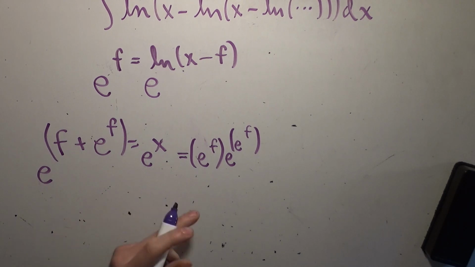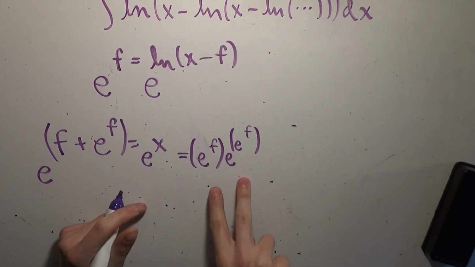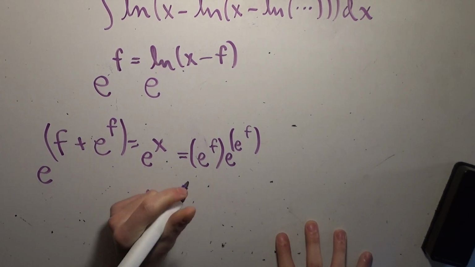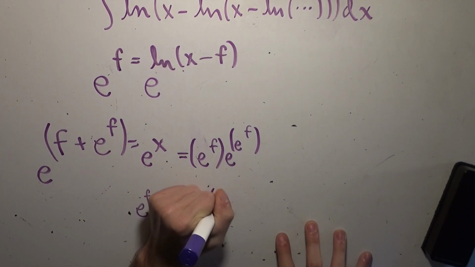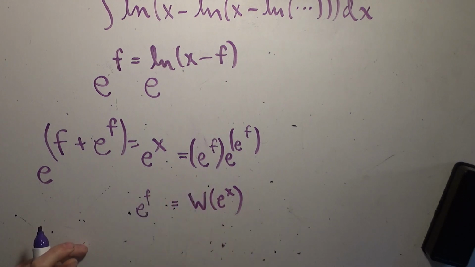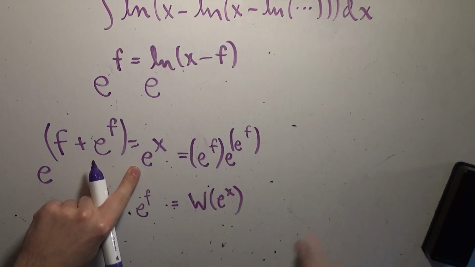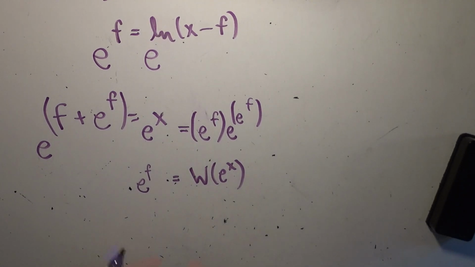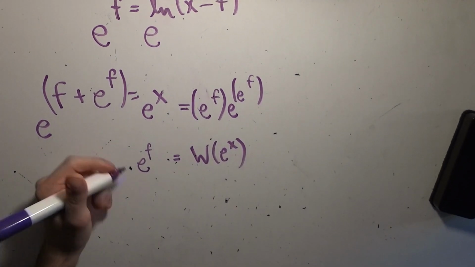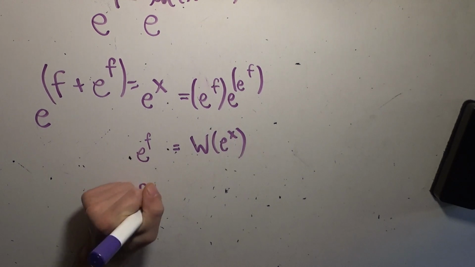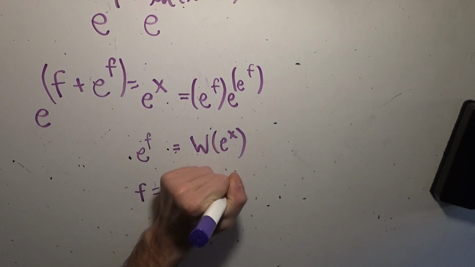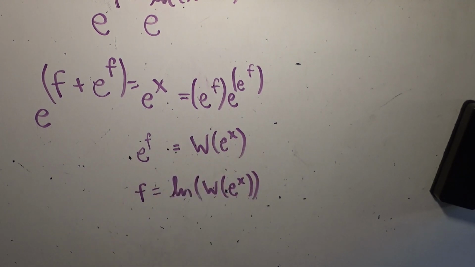So we're going to apply W to both sides, and that cancels this function, so we just get e to the f is equal to W of e to the x, right? Because we apply W to both sides, W gets tacked onto here, and W cancels this, and you just get e to the f back. Then we have to take the natural logarithm of both sides, and we get that this function f is equal to the logarithm of W of e to the x, which is quite interesting.